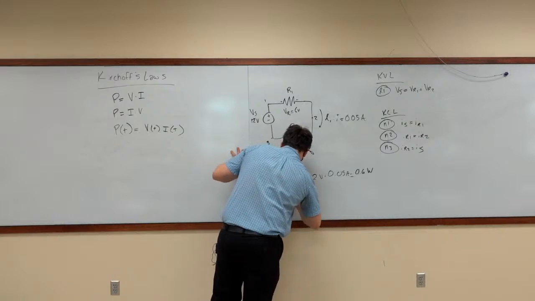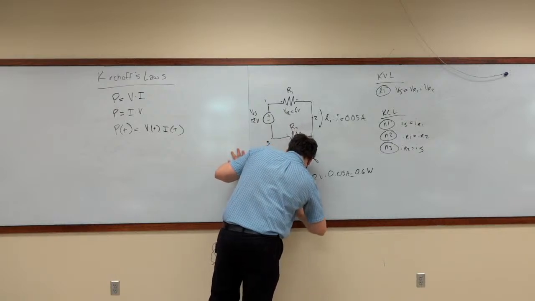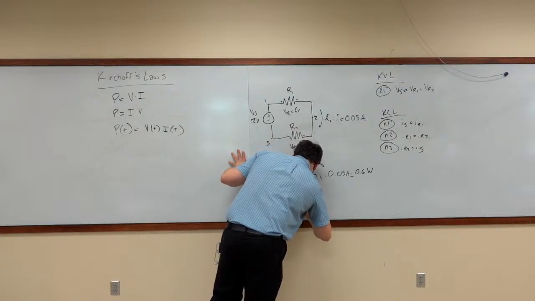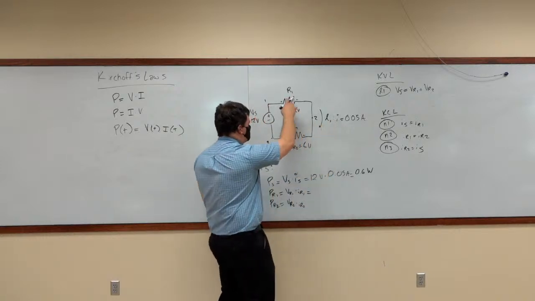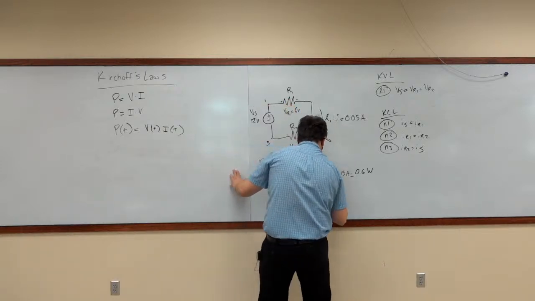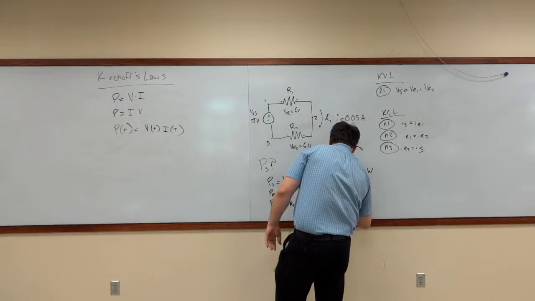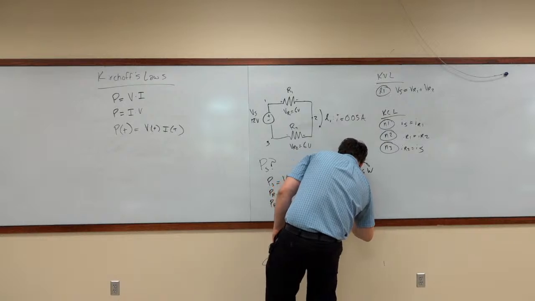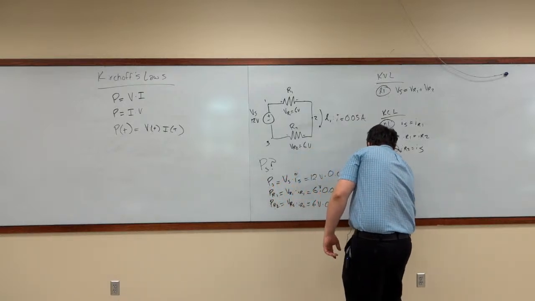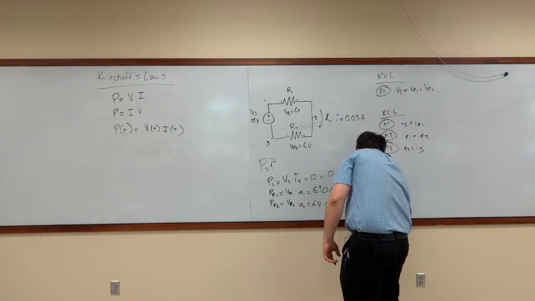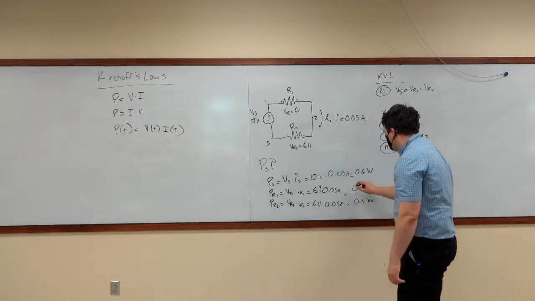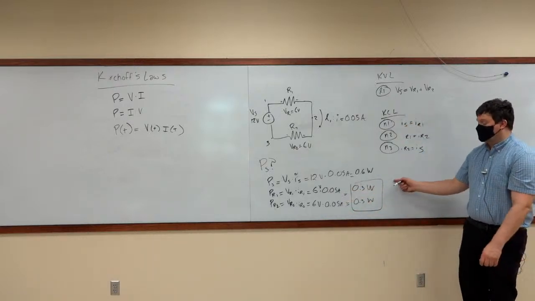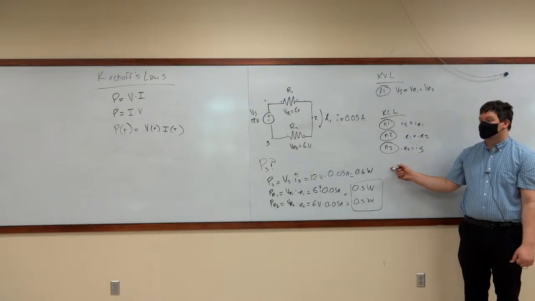And that is because VR1, which is equal to VR2, times IR1 is equal to, this is 6 volts, 6 volts times 0.05 amp, and that's just equal to 0.3 watt. Okay, so all of the components in the entire circuit, their power consumption adds up to the amount of power that's being produced here.